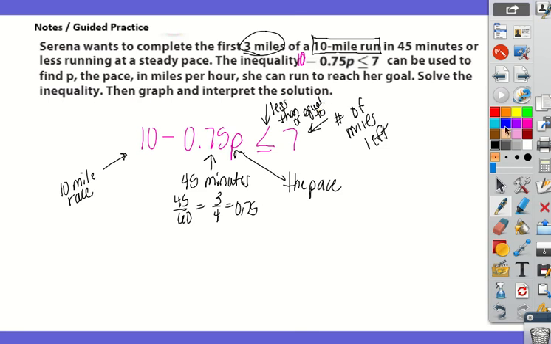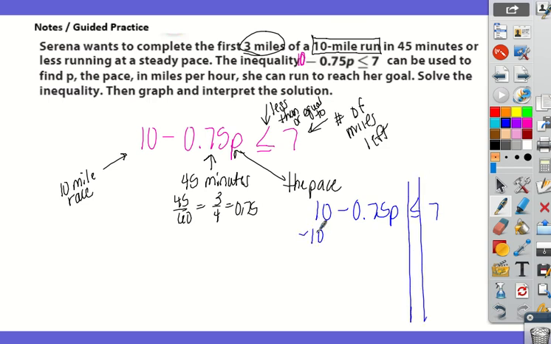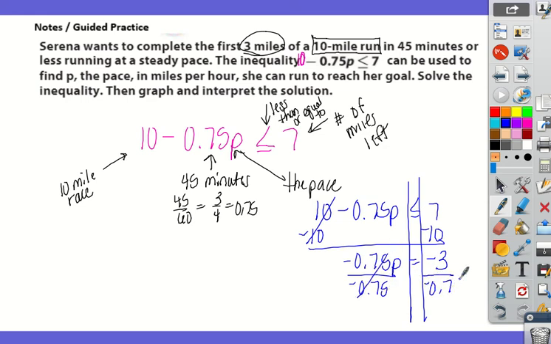So then I'm just going to rewrite this over here and emphasize again what I just did in the key terms: we're going to solve this the same way we would an equation, but now it's an inequality. So I'm going to subtract the 10 from both sides. These cancel out. I bring down my negative 75/100 p equals negative 3. I'm going to divide both sides by the negative 0.75. And then remember, the 3 is going to go on the inside when we set this up.